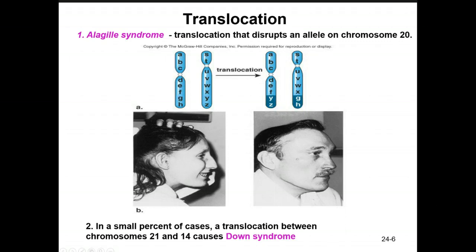Down syndrome, in a small percent of cases, also involves a translocation between chromosomes. In this case, a piece of chromosome 14 moves to chromosome 21. These people have Down syndrome, but they have a much milder form because they do not have a whole extra copy of chromosome 21. They just have a little piece of chromosome 14 stuck on one of their two chromosome 21s.